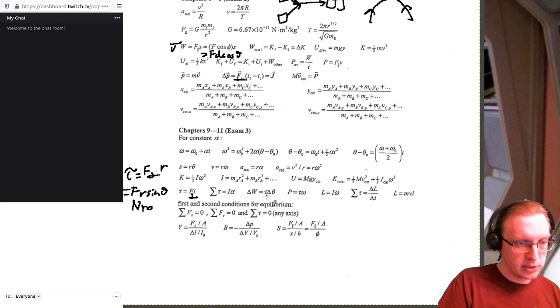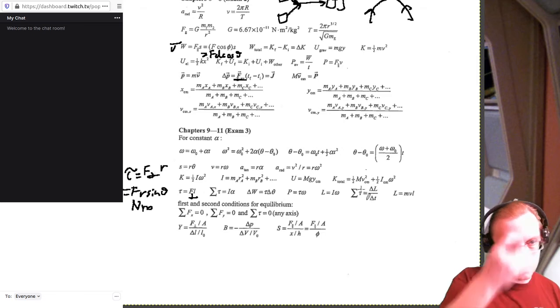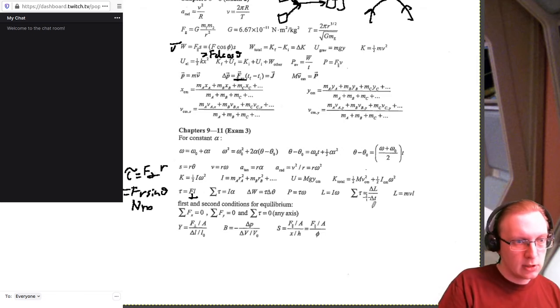Work is equal to the torque times the rotational distance that is applied. Power, same thing as above. This is our angular momentum, and then this is the equivalent of, I believe, your torque. Yeah, this is the equivalent of impulse of this one here.